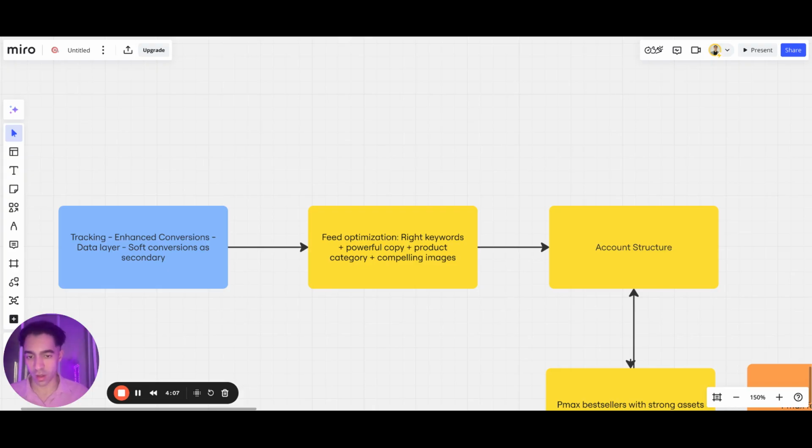Don't add a ton of them. I see so many brands having multiple. You shouldn't do that. Make sure you have one primary conversion action, right? So that's the first thing.